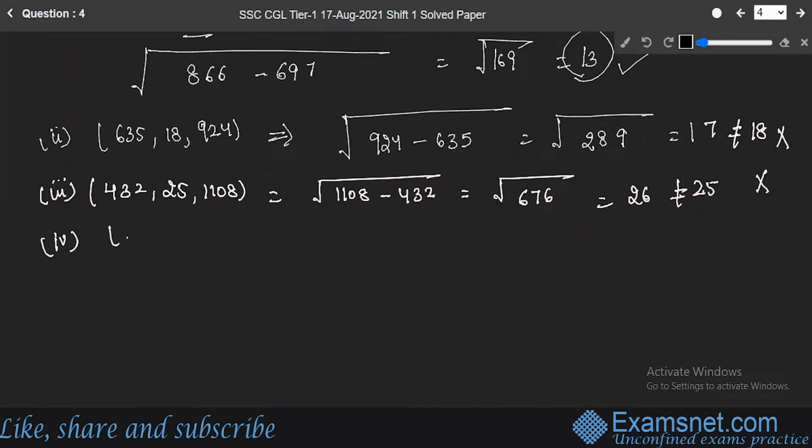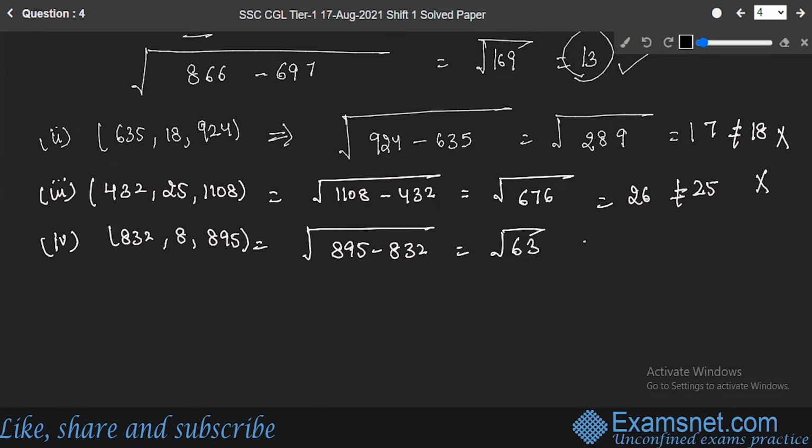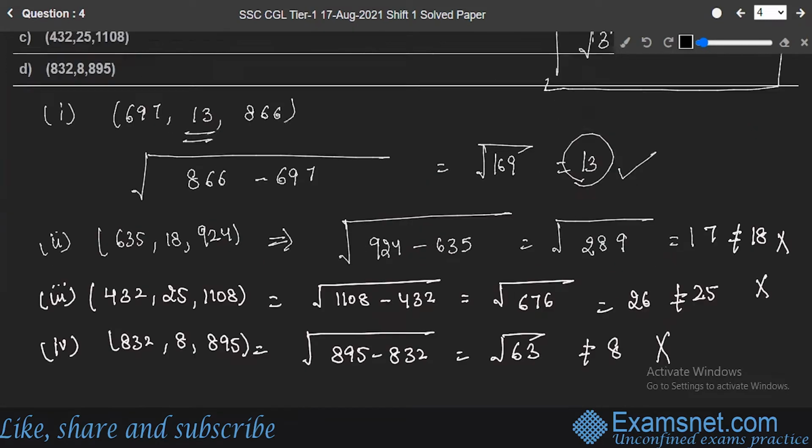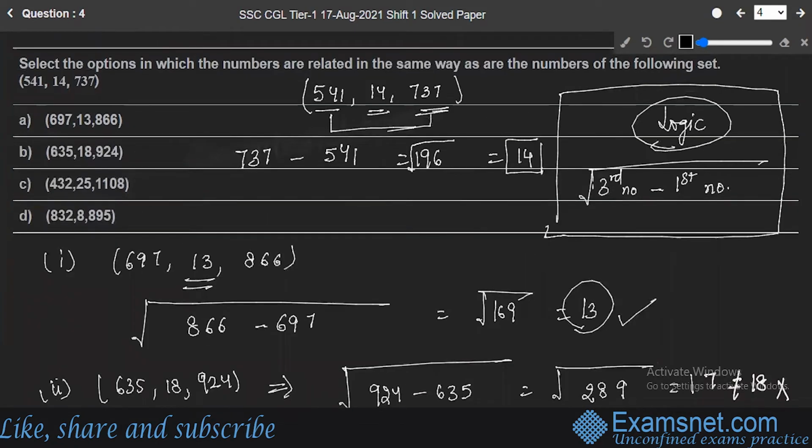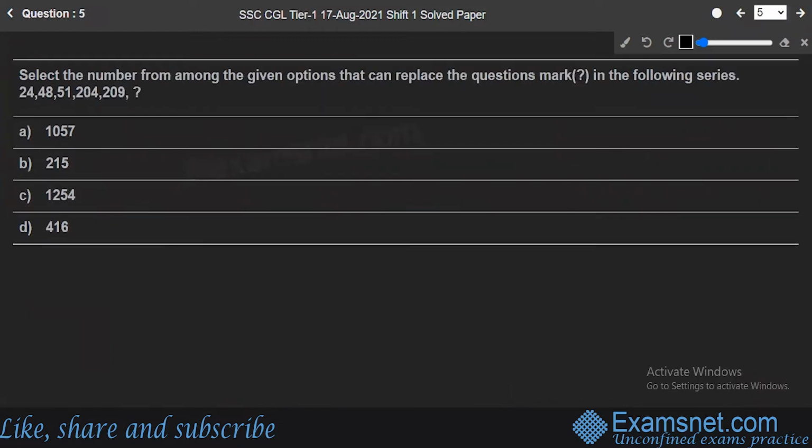The fourth one is 832, 8, 895. Let's check. 895 minus 832 gives you the square root of 63, which is not equal to 8. Hence, even this is not the correct option. That means we were absolutely correct. Option A was our correct answer. Hope you are clear. The next is question number 5.